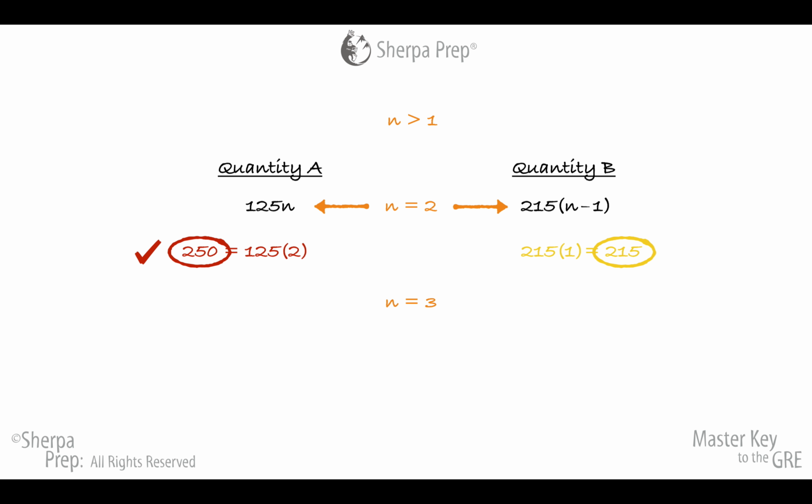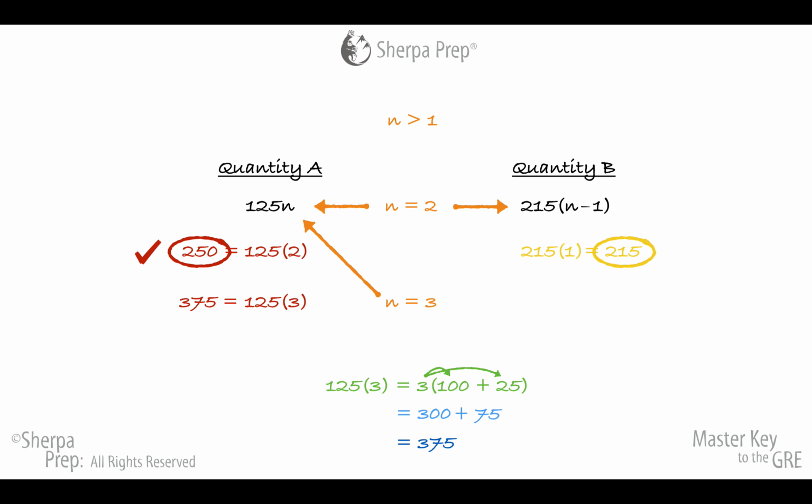When we plug that into quantity A, 125 times 3 is 375. If you can't do that work easily on your own, think about 125. We break it down into 100 plus 25, right? So 3 times the 100 is 300, and 3 times the 25 is 75. That's how we get 375. In the case of quantity B, 3 minus 1 is 2, and 2 times 215, that's 430. And what that shows us is quantity B can actually be bigger than quantity A.